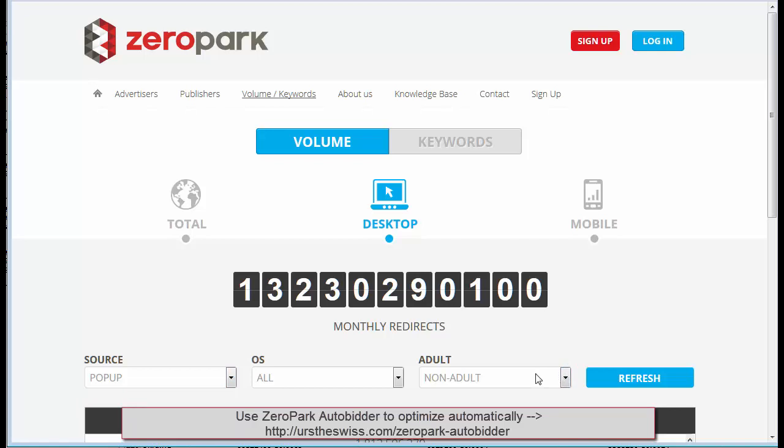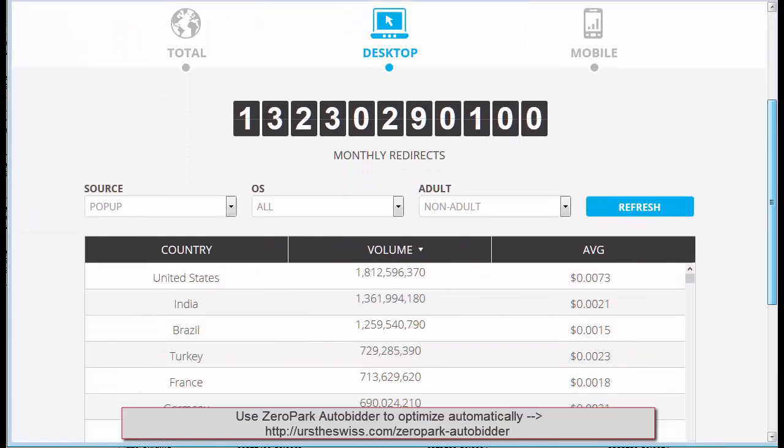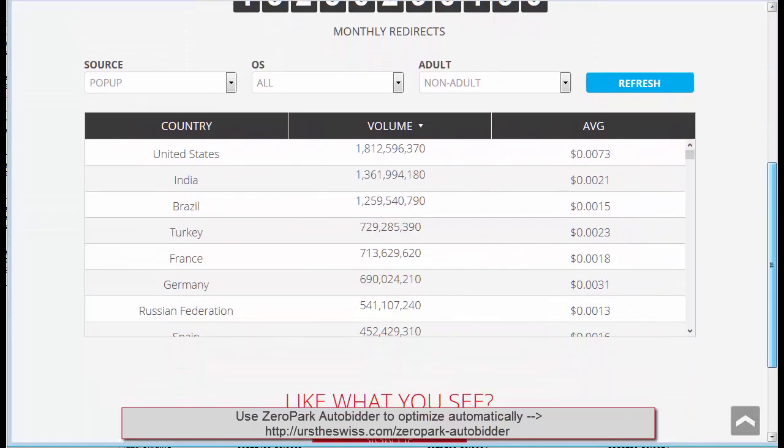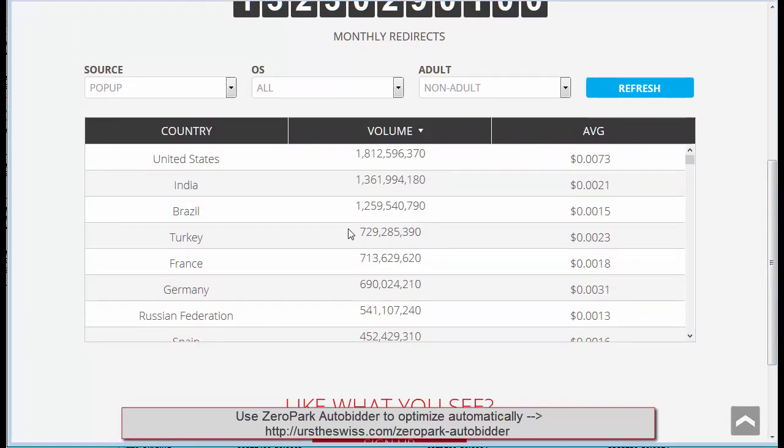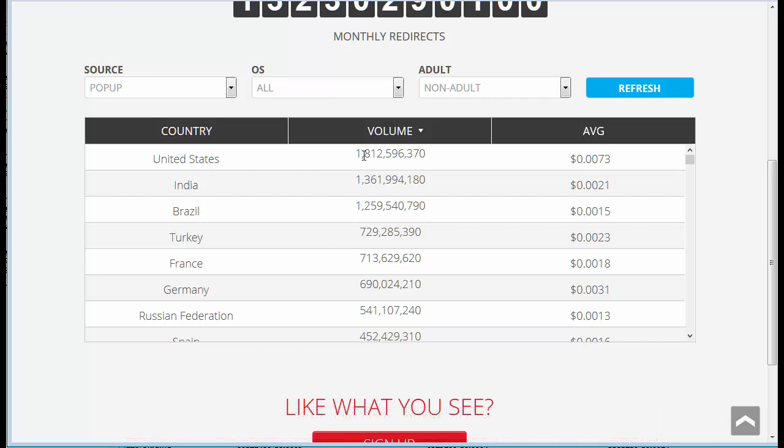So let's make an example. Let's say desktop, pop-up traffic, non-adult. How much traffic is there to go around? I click on refresh, and in the background it's doing the calculation and the filtering, and we see very quickly the result that says in the United States we have a volume of approximately 1.8 billion views. That's, I believe, on a monthly basis. Yes, monthly redirects or monthly views.